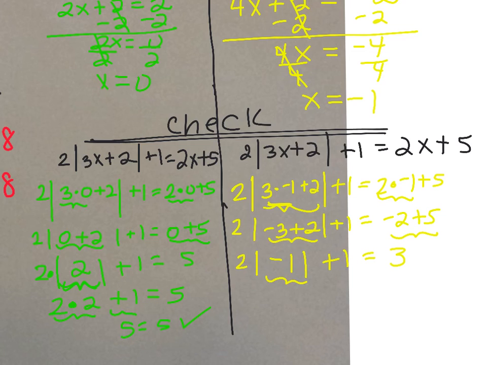All right, now we do the absolute value. So it's 2 times the absolute value of negative 1 is positive 1, plus 1 equals 3. Now let's finish this up. So it's 2 times 1 is 2. 2 plus 1 is 3 equals 3, and that checks.